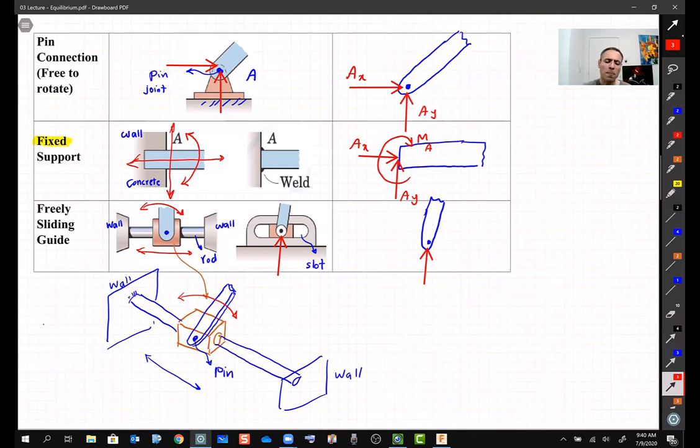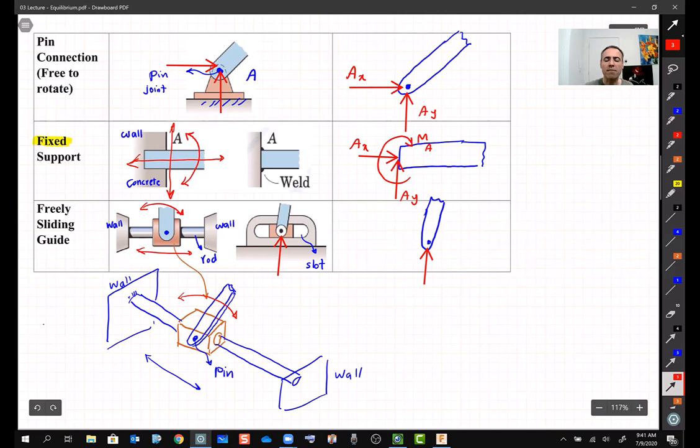All right, so do you need to memorize this table? No. Why? Because it's common sense, right? It's common sense. Each support creates some sort of reaction. If you are not allowed, for example, in a pin to move it to the left or right or up and down, it means it creates an AX and AY reaction.